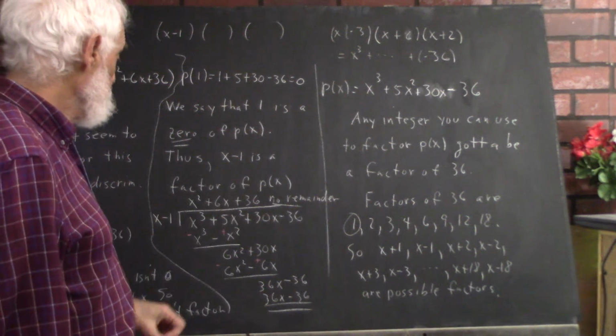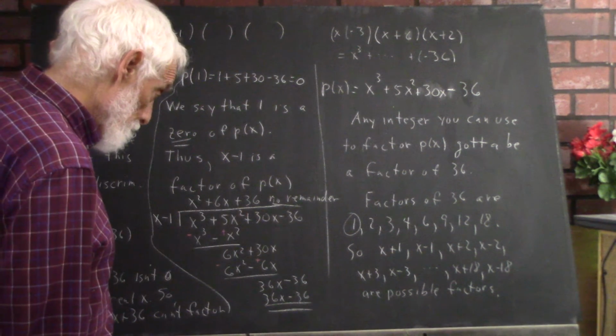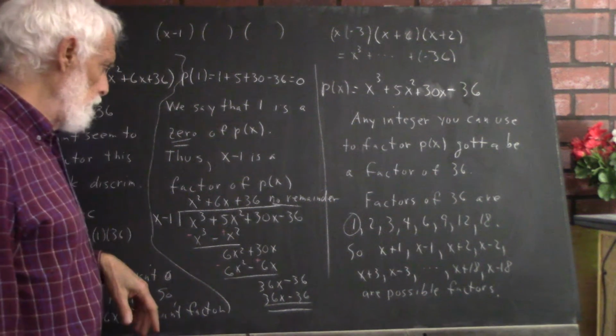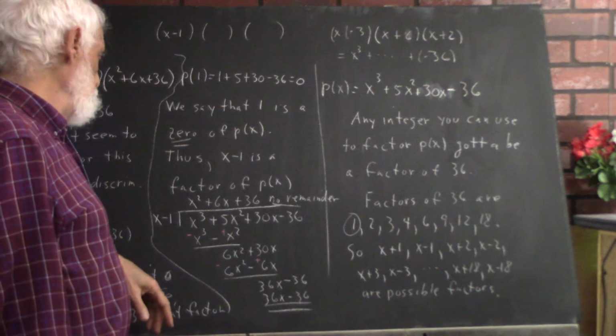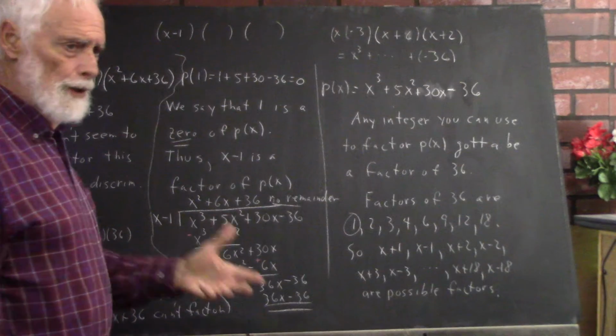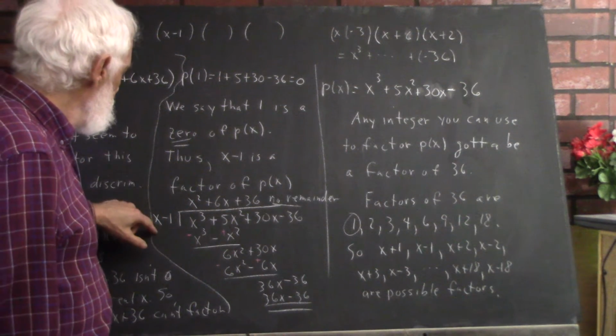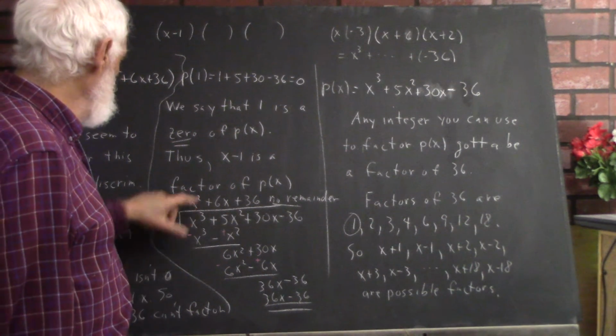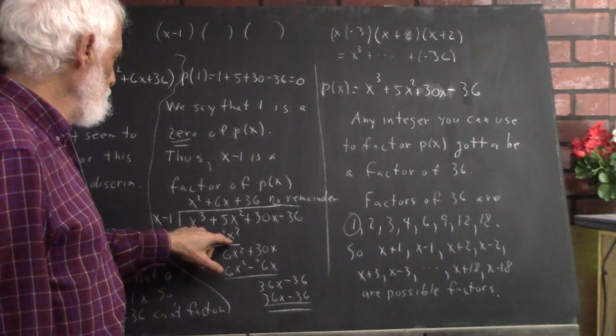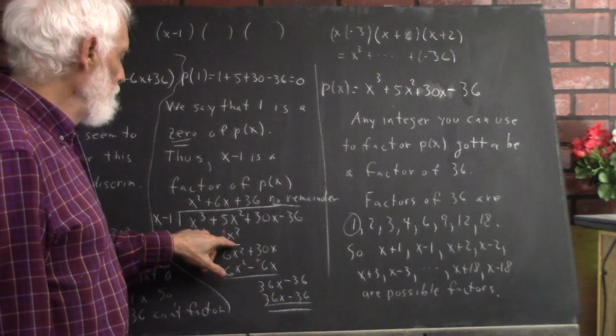I could explain why this works, but I find that at this level people generally don't want to know and don't need to know and have a hard time understanding it. Okay, so we divide the x into x cubed, we get x squared. We multiply x squared by x minus 1, we get x cubed minus x squared.